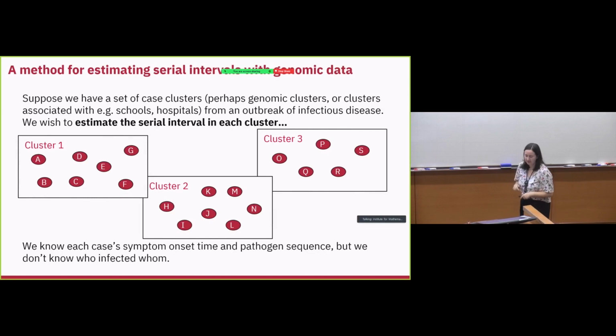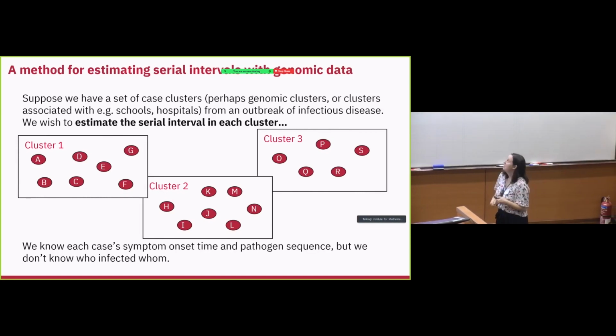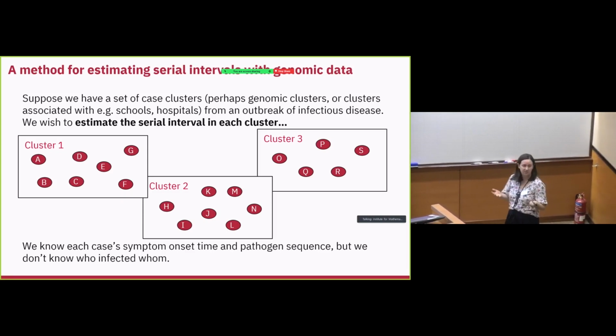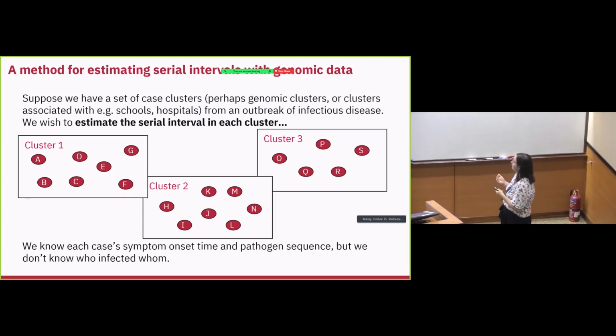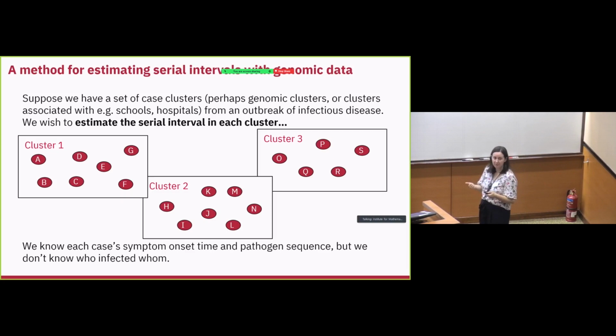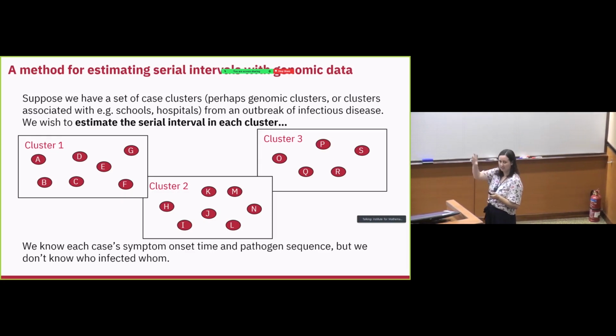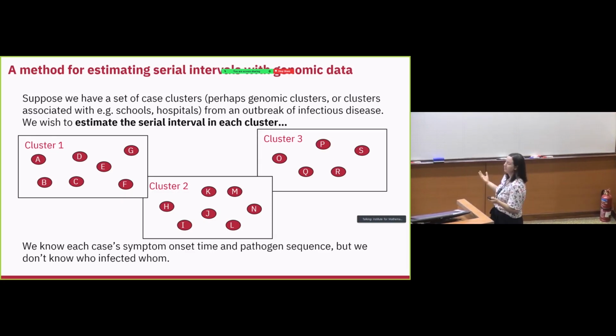Okay, so I'd like you to imagine that we have a set of different case clusters. These case clusters could have been defined however I want. I've got 3 of them in my example here. They might be genomic clusters, building a phylogeny and selecting clusters on it. They might be epidemiological clusters associated with particular transmission sites. And I'm going to try and estimate the serial interval in each one of them independently.